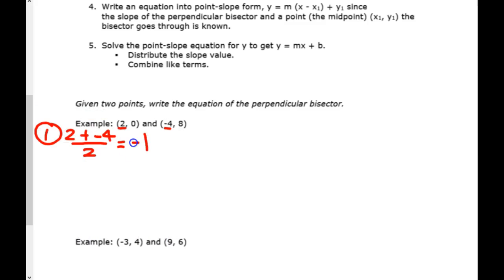Now we're going to add up the y's. What are my y values here? 8 and 0. So 0 plus 8 divided by 2. Okay, obviously the top is 8. 8 divided by 2 is 4. Now, why did we just do that? Because we were looking for the what? Midpoint, right? So the midpoint is x comma y. So this comma this. Let's write that. Negative 1 comma 4.